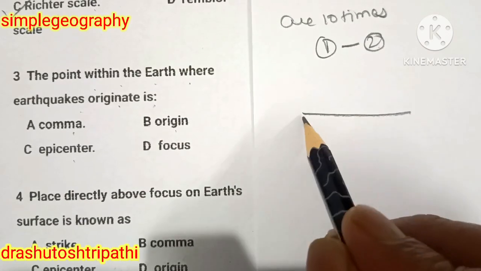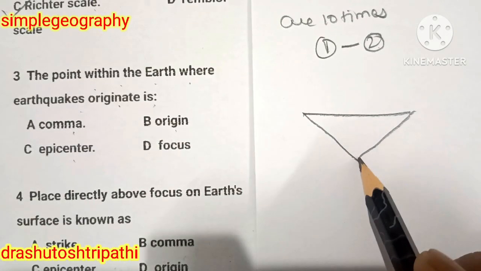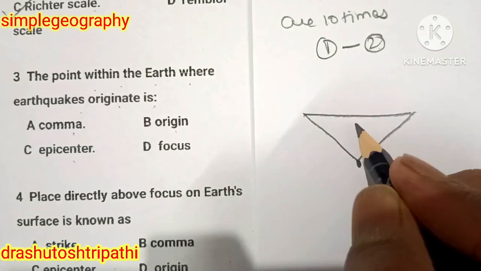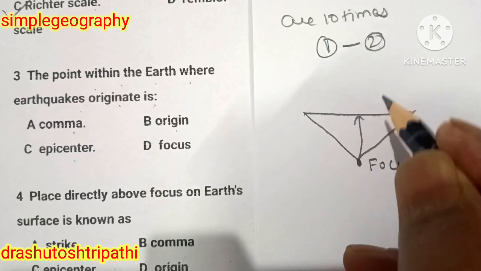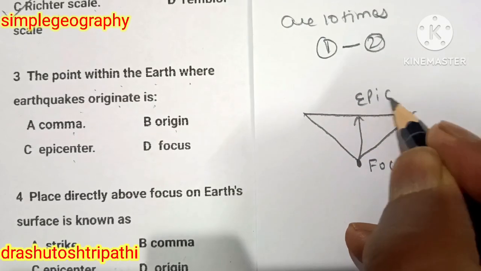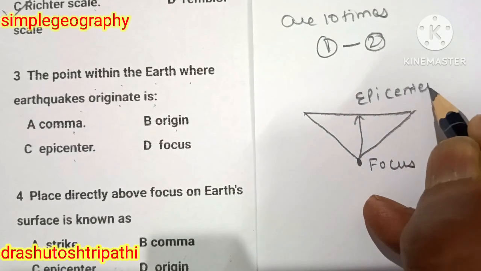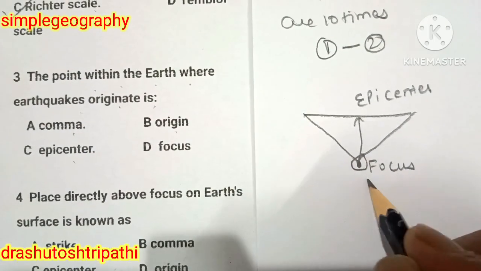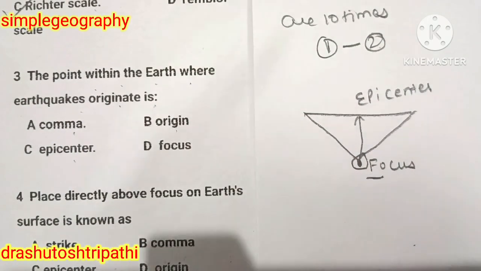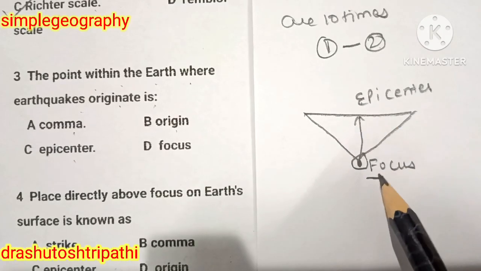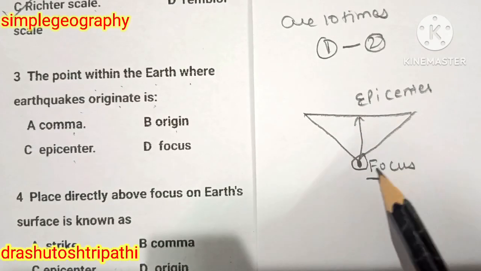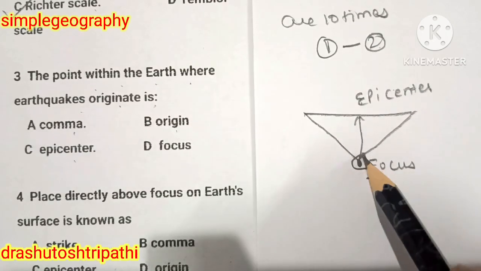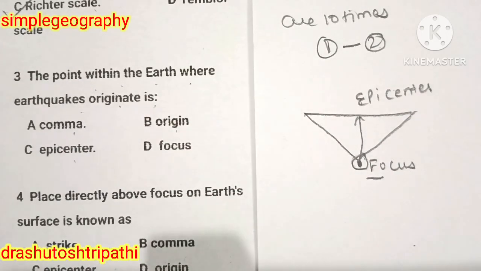Point within the earth where an earthquake originates is: origin, epicenter, focus. See this diagram. This is the interior part of the earth. This point is known as the focus, and 90 degrees above that point it is known as the epicenter. Now it is very clear where the earthquake originates first, that is known as the focus. How do you remember this? Just remember E and F. A, B, C, D, E, F. E is the upper part and F is inside the earth where the earthquake originates.